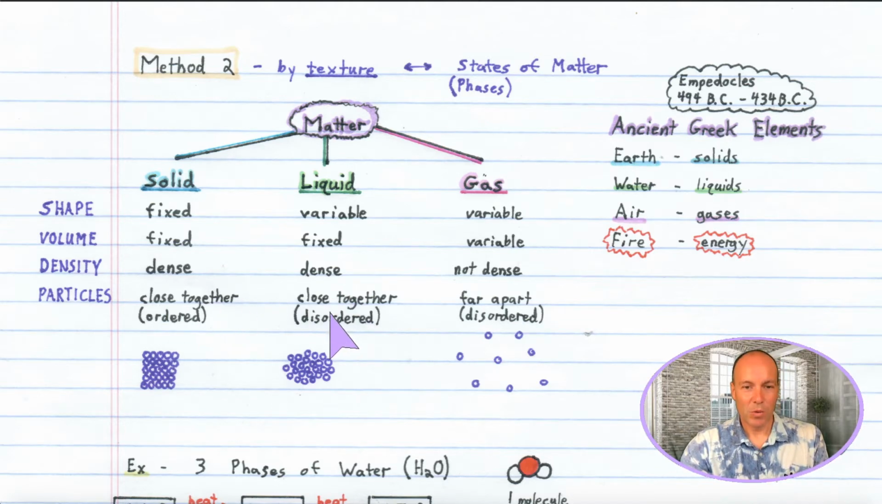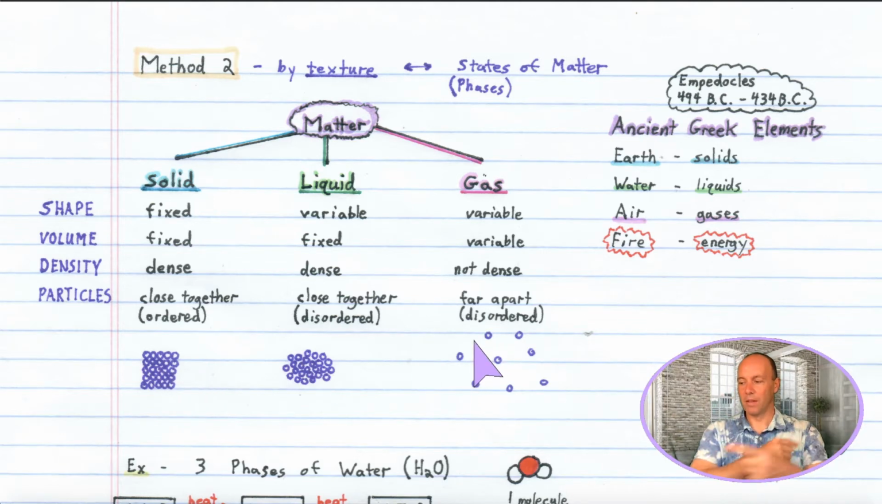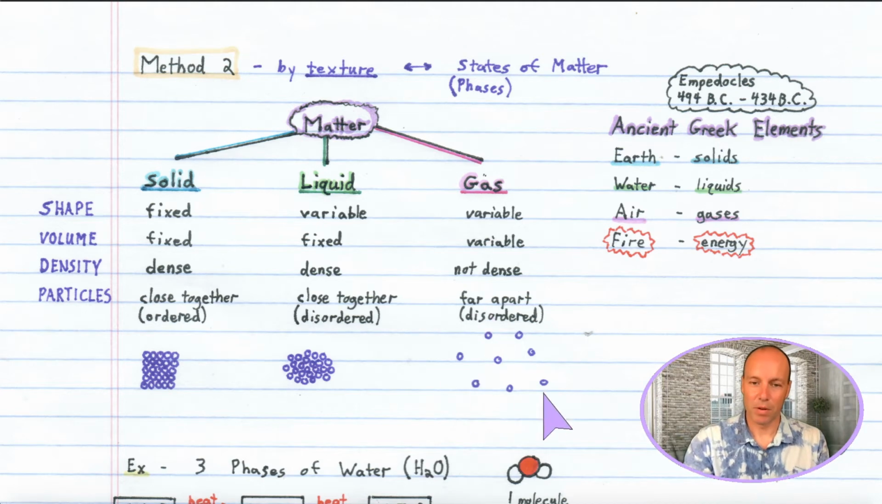So solids and liquids, the particles are very close together. Liquids are disordered particles. Gases are much different than solids and liquids in this respect. The particles of a gas are much more far apart than you'll see in the solid and liquid phase. And gas particles are flying around. A lot of disorder here in the gas phase.